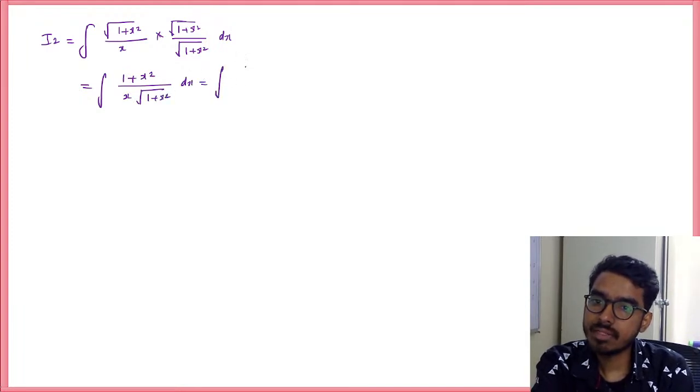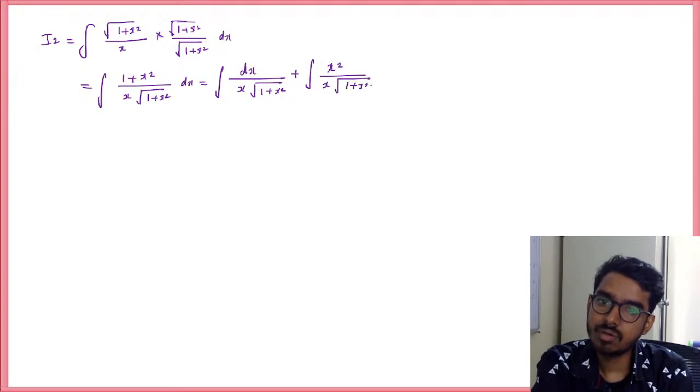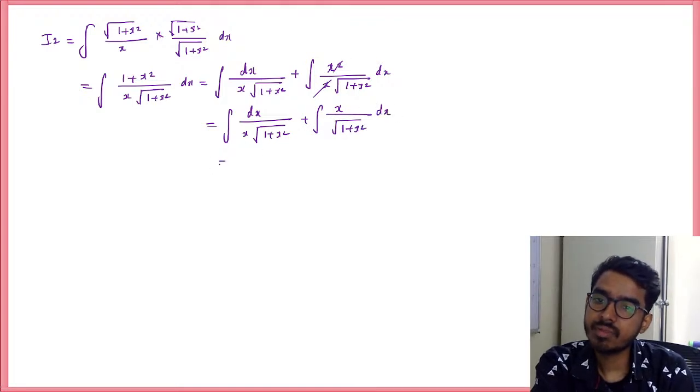Now you write this as 1 by x into root of 1 plus x square, x square divided by x into root of 1 plus x square dx. This will be dx divided by x into root of 1 plus x square, and x will get cancelled. x divided by root of 1 plus x square dx. Call this as a1 plus a2.